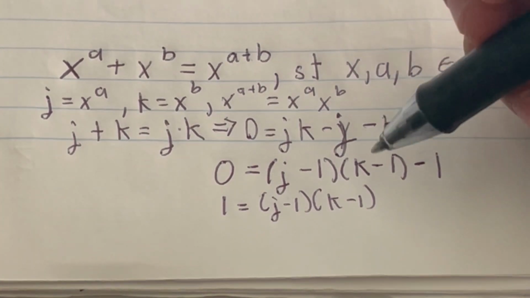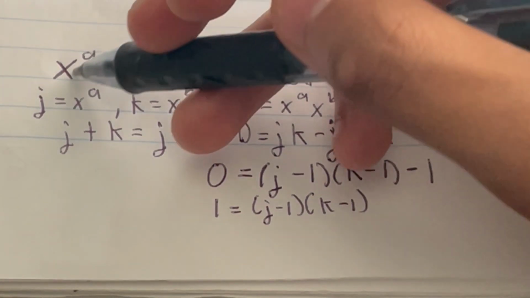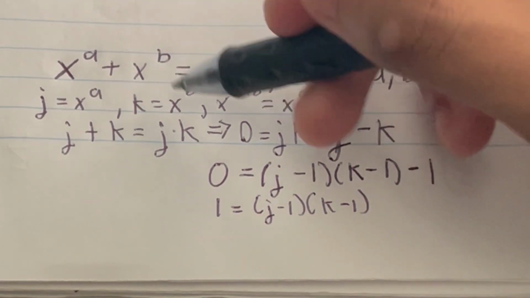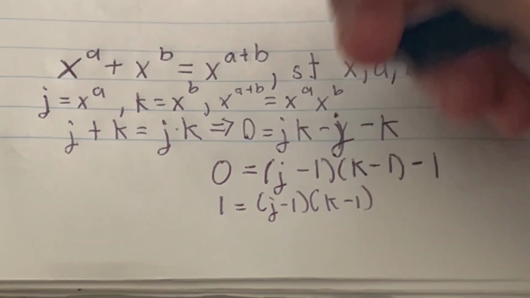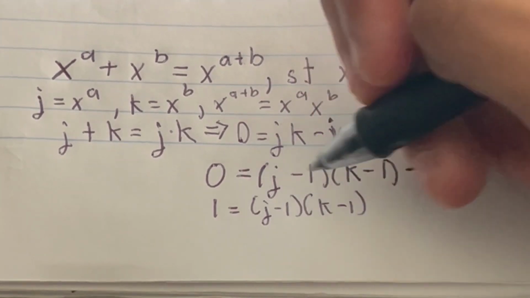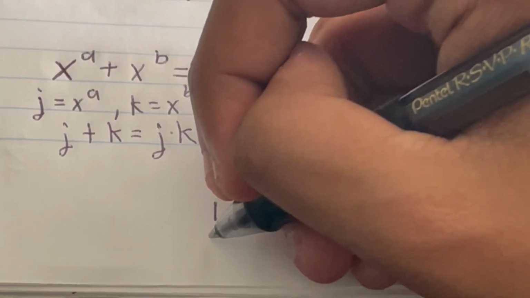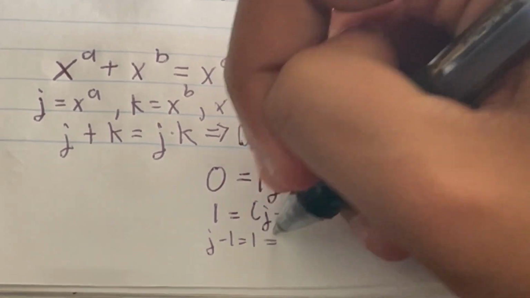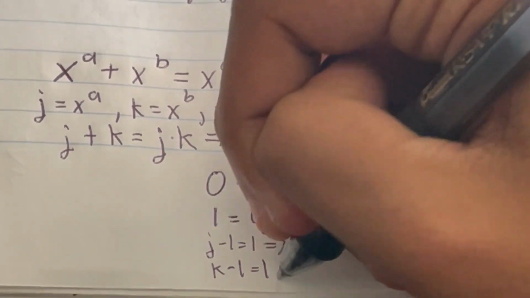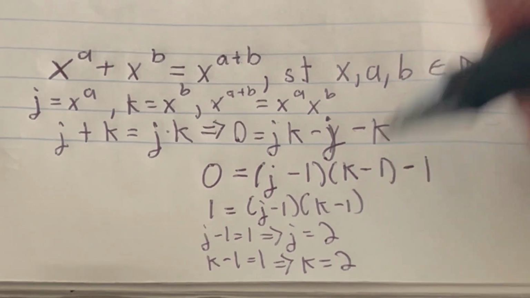And now we can easily see our answers. j and k are both natural numbers. We know this because j is equal to x to the a, and both of these are natural numbers, so therefore j is a natural number. And the same thing for k. x and b are both natural numbers, and therefore k is a natural number. So the only way you can multiply two natural numbers together to get 1 is if both terms are 1. So that means j minus 1 has to be equal to 1, and k minus 1 has to be equal to 1. So if j minus 1 equals 1, then j equals 2. If k minus 1 equals 1, then k also equals 2. So we got our answers, j equals 2 and k equals 2.